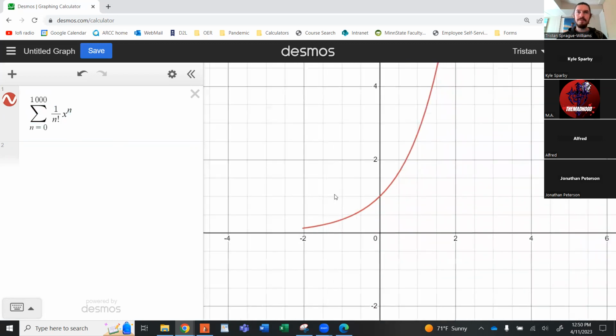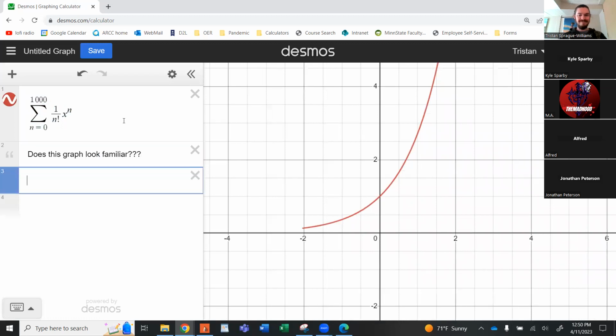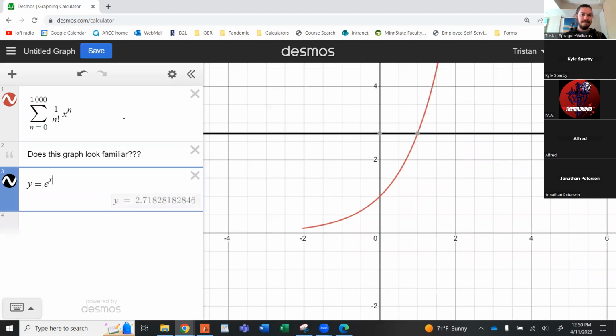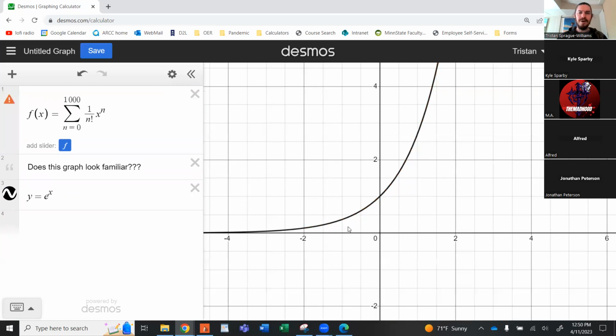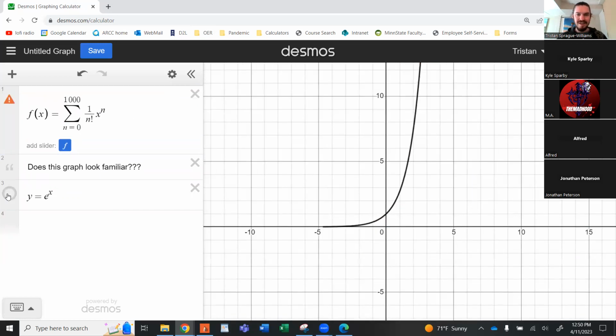Does that look familiar to you guys? That graph? That's right. It's y equals e to the x, which is not a horizontal line as it may appear right now. I think I'm honestly just overloading Desmos. There we go. There's e to the x. So that particular power series actually equals e to the x.